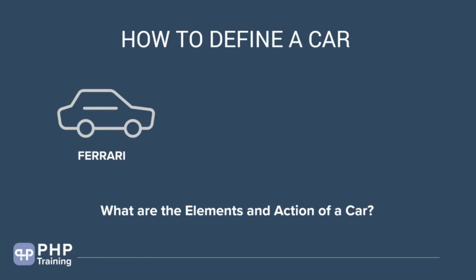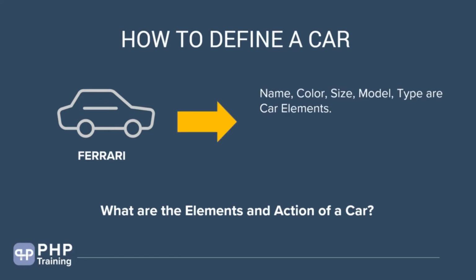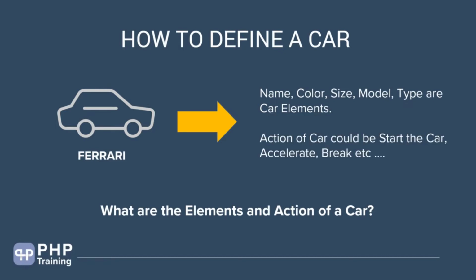Then you have the action of the car. The action of the car could be start, stop, apply brakes, and all those things. Okay, so let's look at what are the elements. Elements could be name, color, size, model, type, and the car elements. It could be parts of a car, right? And the action of a car could be start the car, accelerate, brake, etc.